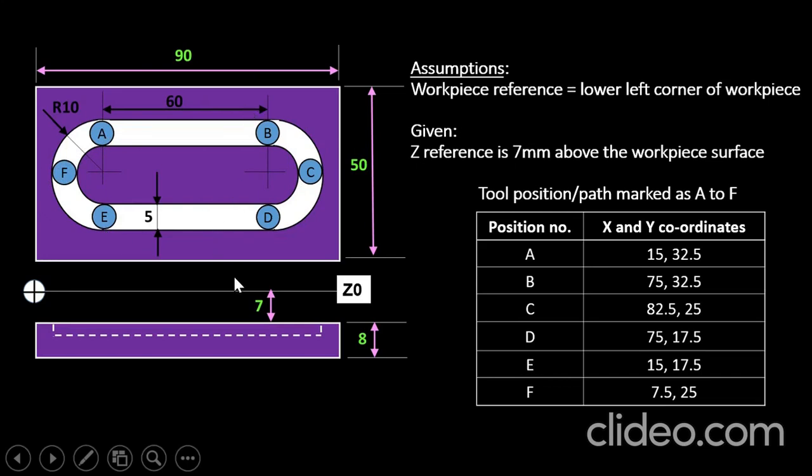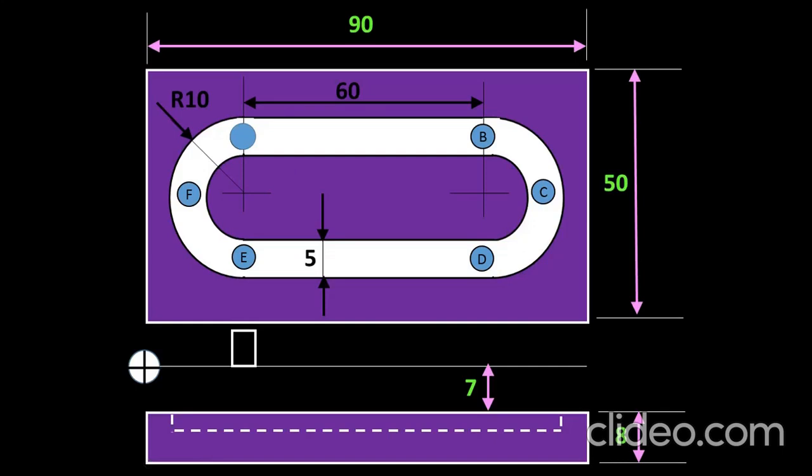This is 50 total and this is 10, and this is 10, which means 20. So 50 minus 20 is 30. So 15 mm here, 15 mm here. So 15 plus 10 is 25, 25 plus 5 will be 30. Then 30 plus half of the diameter of the tool, that is 2.5, so 32.5. This is how the location of the cutter at position A is defined. Similarly, you can define for B, C, D, E, F, and if you have any difficulty, you can ask me.